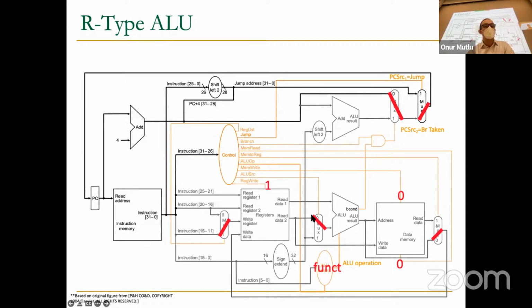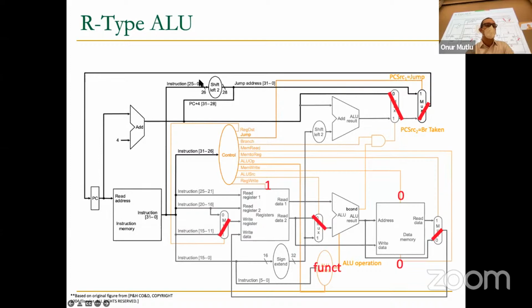This mux should be set such that it takes the second register file output as the input to the ALU, because these are register adds or ALU operations. The ALU operation should be determined by the function field coming from the instruction, if you remember that. We're not reading from memory, we're not writing to memory, so these should be zeros. And the ALU result should be passed through this multiplexer, so you should set the control signal of this multiplexer such that it selects the ALU result to write back to the destination register.